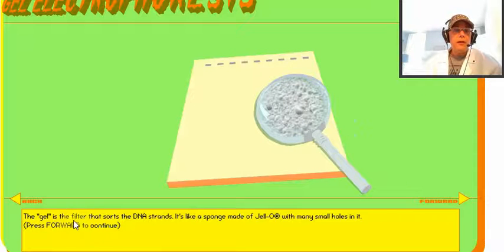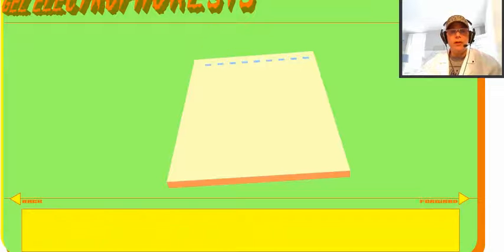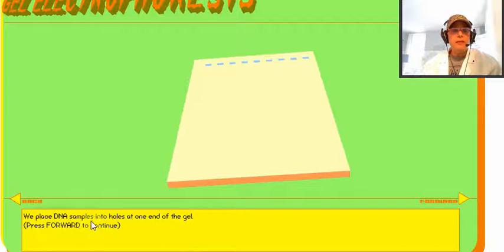The gel is the filter that sorts the DNA strands. It's like a sponge made of jello with many small holes in it. See, this magnifying glass is now actually showing you that there are microscopic holes. So there are paths for which molecules can move from one end to the other. All right, those would be samples of DNA going into impressions in the gel. So we place DNA samples into holes at one end of the gel.